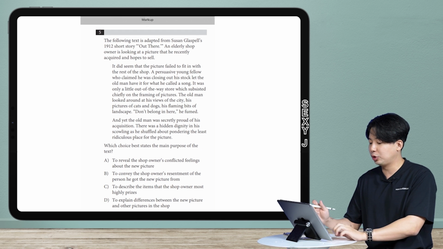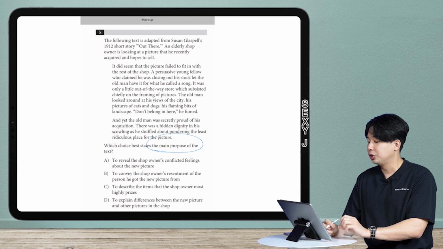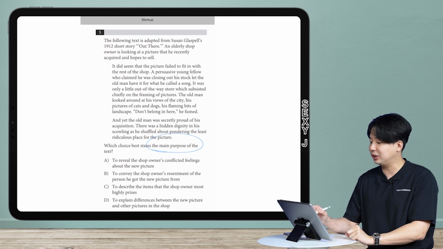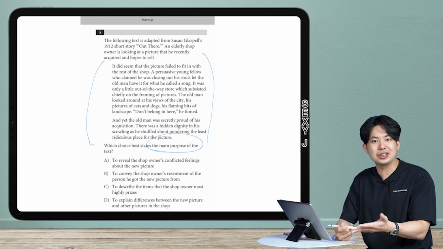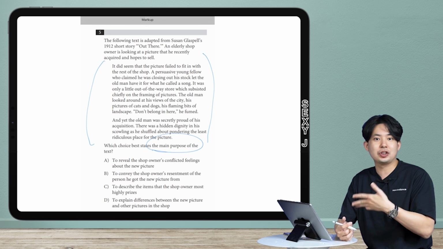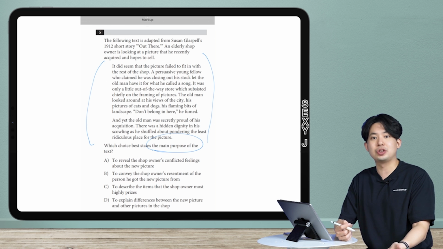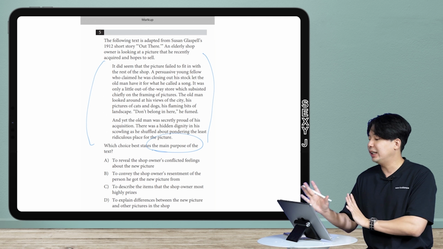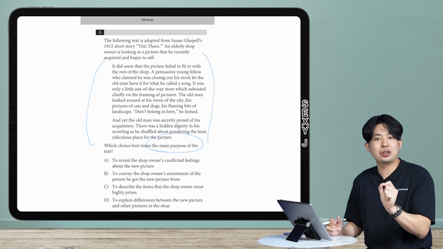So to get a little bit more specific into it, this is the main purpose of the text, right? When I'm looking for the main purpose of the text, it can seem a little bit more difficult, because can you really say this was the purpose of a text in a literature? It's not like in the science passage when we know for sure that we are supposed to talk about a particular discovery, right? So it can seem a lot more subjective, right? And that's actually the key.